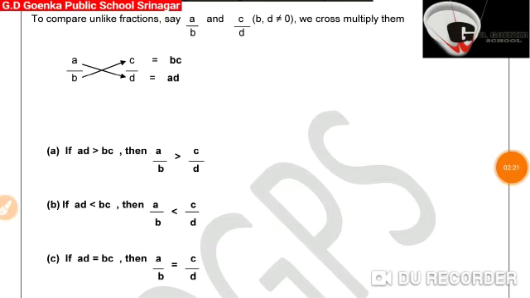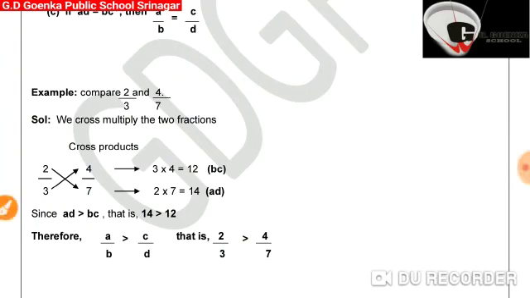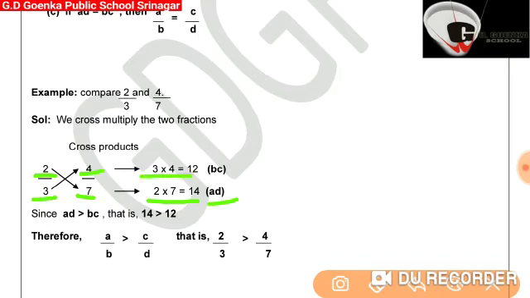Now let us understand this method with the help of an example. For example, compare 2 by 3 and 4 by 7. 2 by 3 and 4 by 7 are unlike fractions, and we'll compare them by cross multiplication. That is, we'll multiply 2 and 7, 2 sevens are 14, or a into d. Then we'll multiply 3 and 4, 3 fours are 12, or b into c. Now we'll compare the two products. Clearly, the product ad is greater than the product bc. That is, 14 is greater than 12.